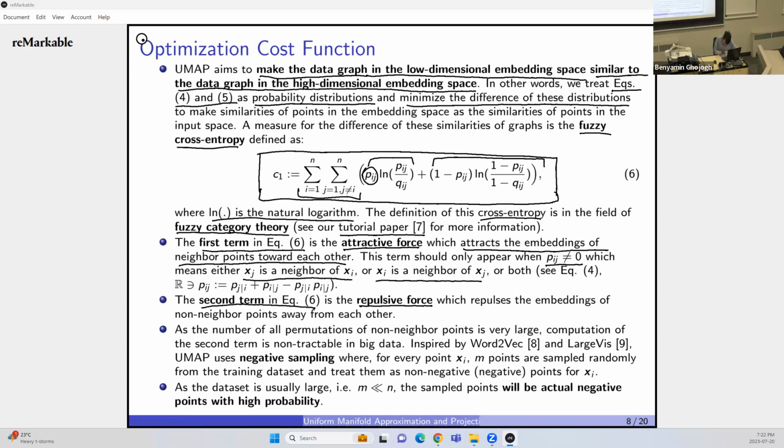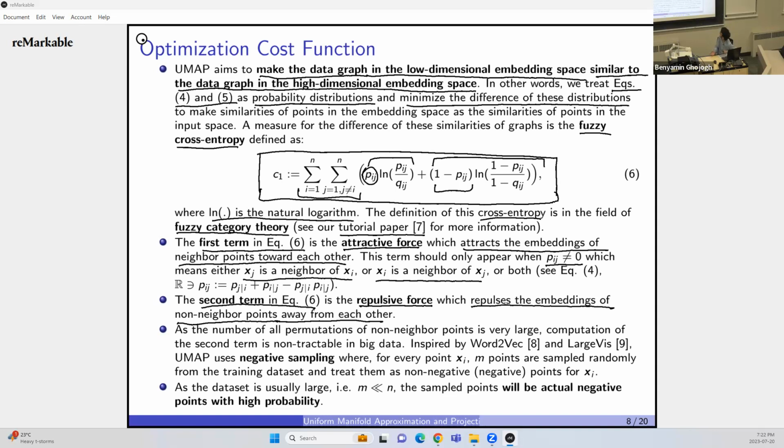So what does it do? It repulses the embeddings of non-neighbor points away from each other. Why? Because we have 1 minus Pij here. When does it appear? When Pij is 0. It means when they are not k-nearest neighbors of each other. Then we'll have the second term.